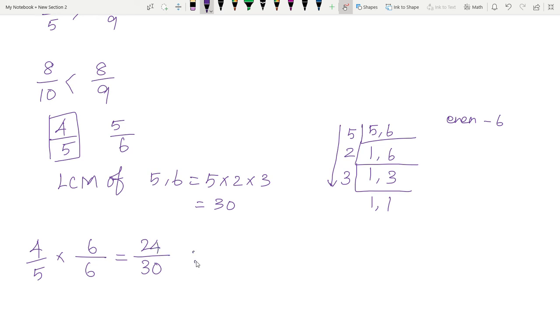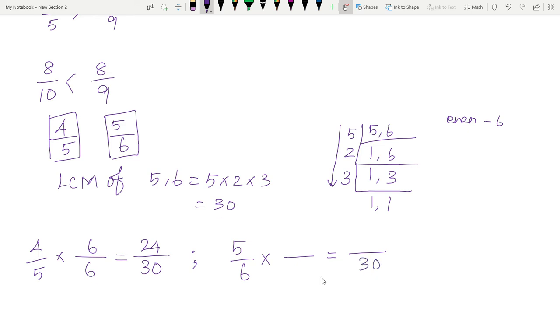Now we can move to the next set of fractions. Which is the next fraction? That is 5 by 6, isn't it? Now here also we have to convert the denominator to the LCM. What is the denominator we found? We found the denominator as 30.